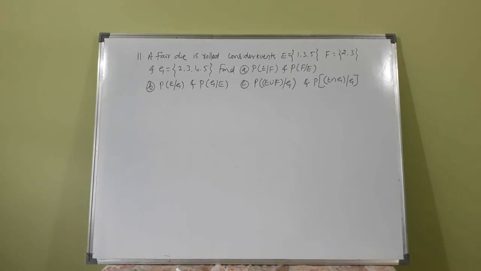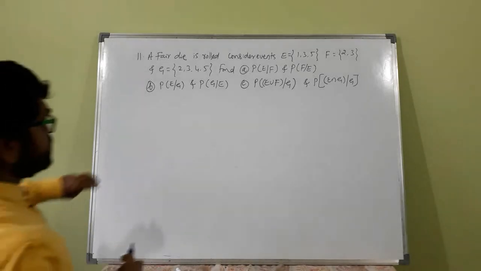11th one: a fair die is rolled. Consider events E = {1, 3, 5}, F = {2, 3}, G = {2, 3, 4, 5}. Find the probability of E given F and F given E; E given G, G given E; E union F given G; E intersection G given G. This is another straightforward question.